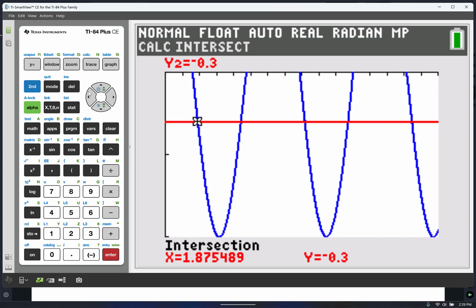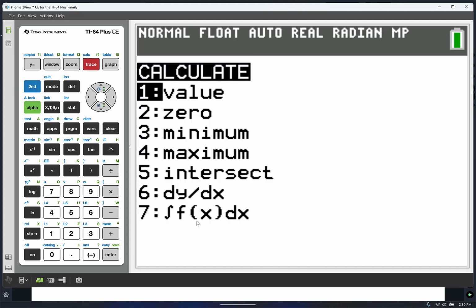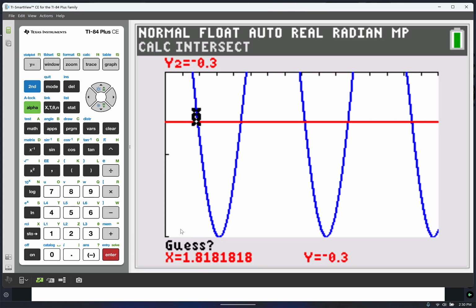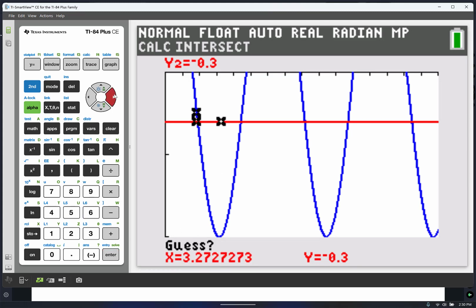So how do I get the second one? Here you go. Ready, guys? Second, calculate, and you got all these choices. Push number 5, intersect. It's going to say first curve. You only have 2 curves in there. Enter. Second curve, just push enter. And it's going to say the word guess. Scroll to the one you want, and then push enter. Make sure it says the word intersection. Do you see how it says intersection? Is that my second answer? 4.407. Yeah, it is. See how it works?